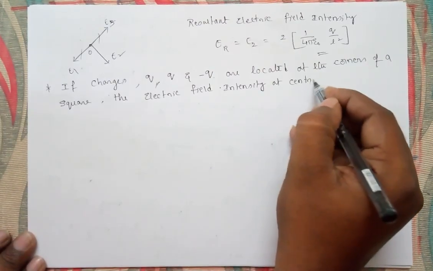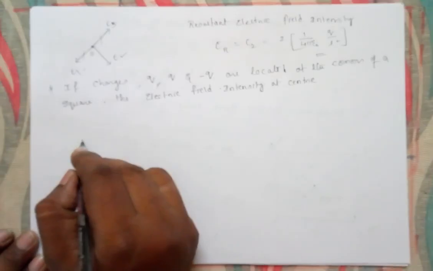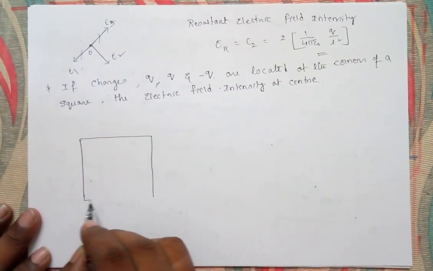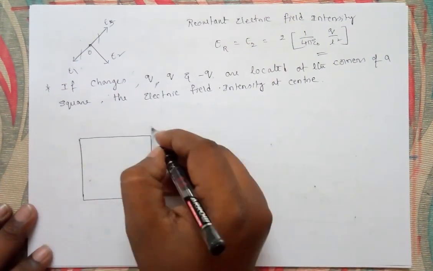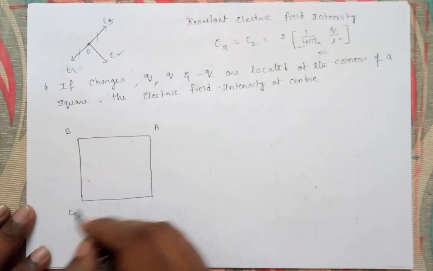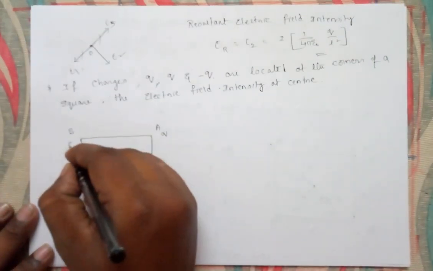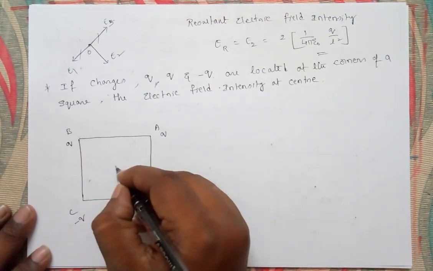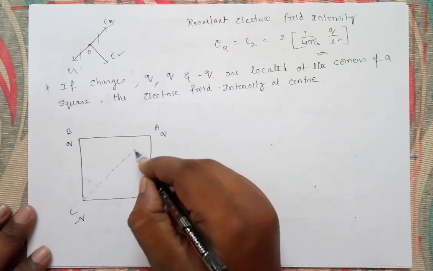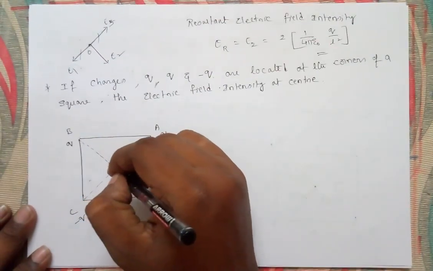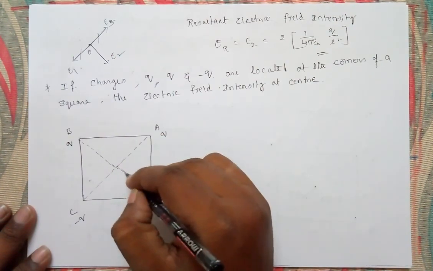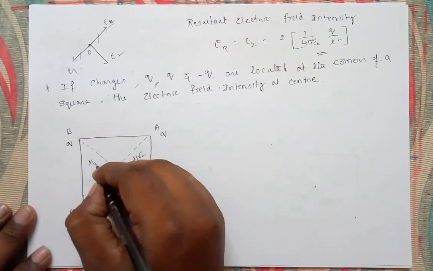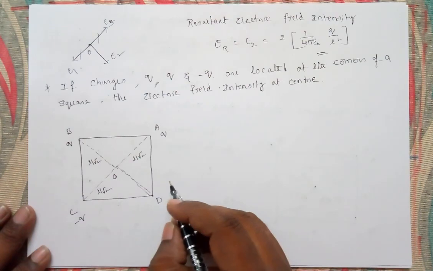So for the electric field intensity at the center, we are going to take a square whose charges are A, B, C. At A we take Q, at B we take Q, at C we take minus Q. Now due to these, what is the electric field intensity at the center O? We need to find it out. We know the distance is L by root 2.